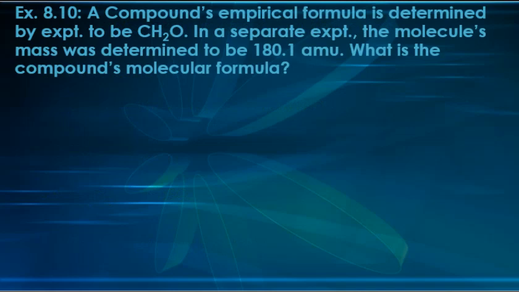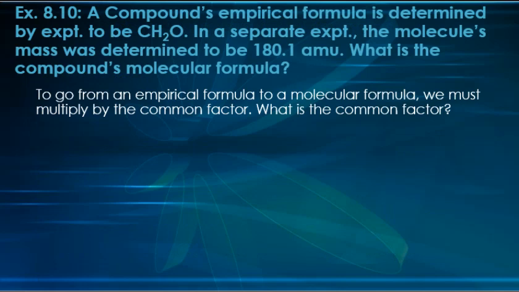A compound's empirical formula is determined to be CH2O. We know it's not its final formula because it's just its empirical formula. In a separate experiment, the molecule's mass was determined to be 180.1 AMU. What is the compound's molecular formula? So this is another way to find the molecular formula.